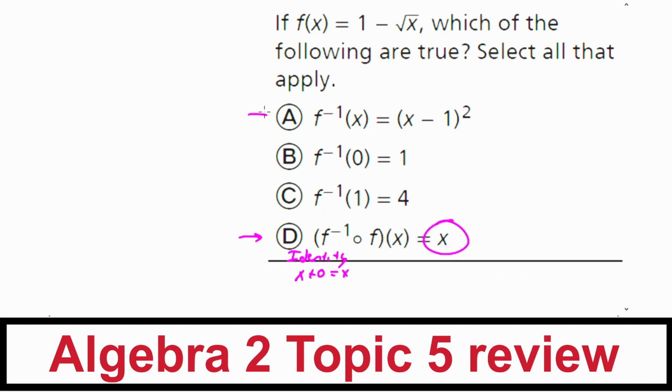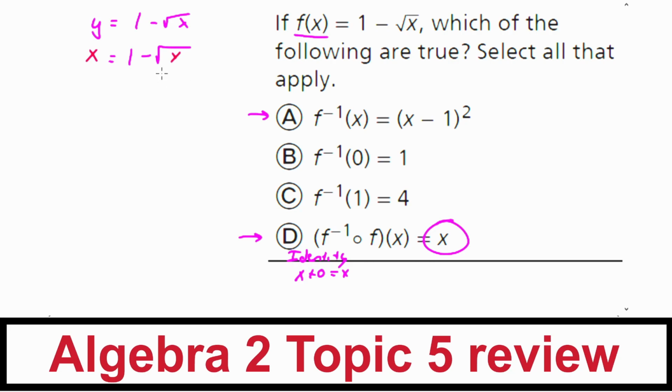This one is asking us to find the inverse, so let's do that. I'm going to rewrite our original as y equals 1 minus the square root of x. And then I'm going to swap my variables. So I'm still going to keep the equals, the 1, the minus, and the square root. But my y is going to go here, and my x is going to go here. And now I need to solve for my y.